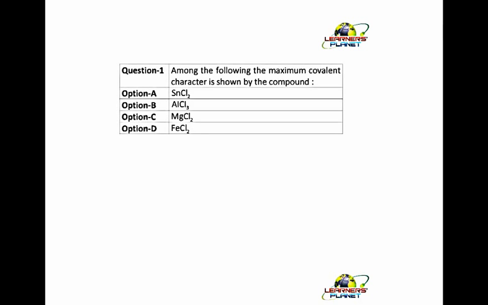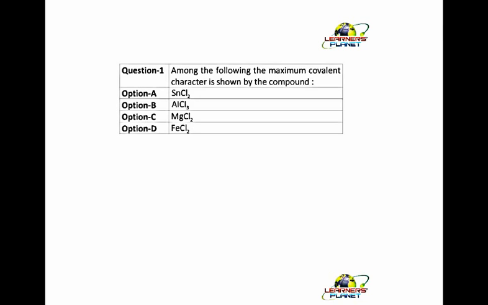Now this is the very first question. These are the questions which were there in the chemistry paper of 2011. The question is: among the following, the maximum covalent character is shown by which compound? As soon as you see such questions where the covalent or ionic character of a compound is asked, do remember Fajan's rule. Just recall that Fajan's rule.